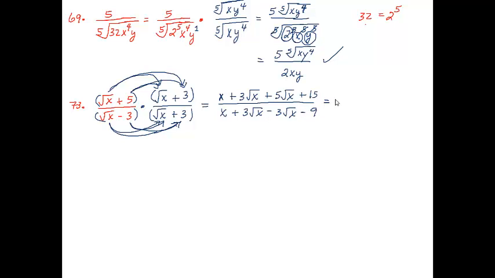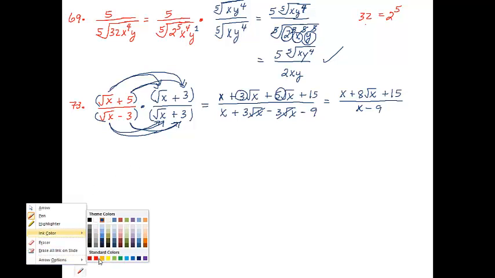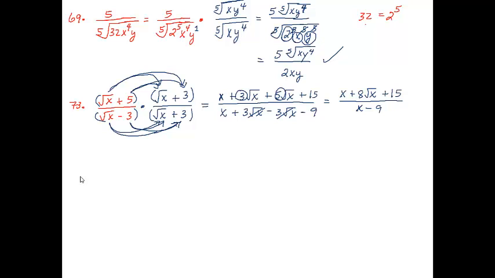Okay, let's put our like terms together. So I have x plus, well, I have 3 square roots of x, 5 square roots of x, so I really have 8 square roots of x, plus 15, divided by, well, the middle terms cancel out, and I just have x minus 9. And notice that there's no radical in your denominator, so you have completed your goal of eliminating the radical.